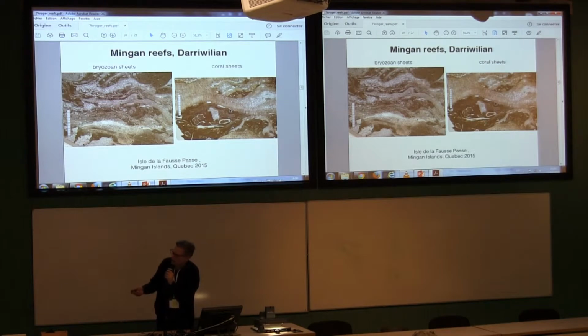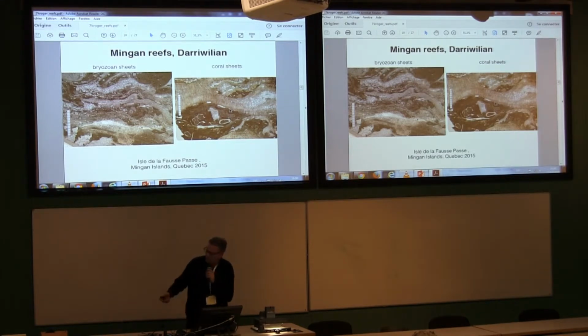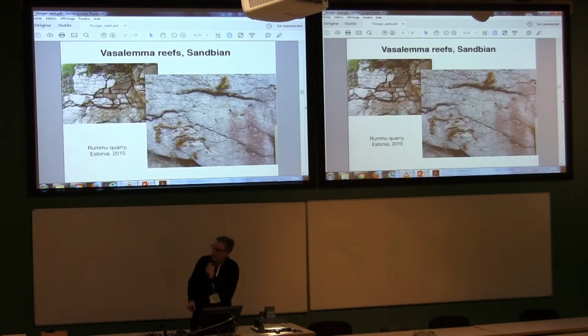So sponges were always common. And peloidal limestone, some peloidal mudstone, sometimes it wraps. That's better to see in another picture. We switched to the Vasalemma reefs in northern Estonia, a little bit younger.